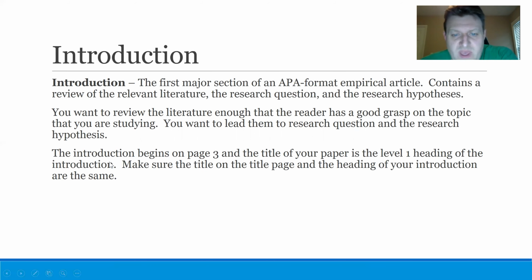The introduction should begin on page 3, and the title of our paper will be the first part of the introduction, and it's going to be a level 1 heading. So you never say "Introduction" like you say "Method" section or "Results" section. You say the title of the paper.